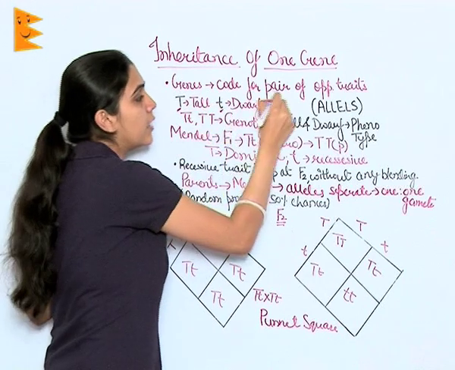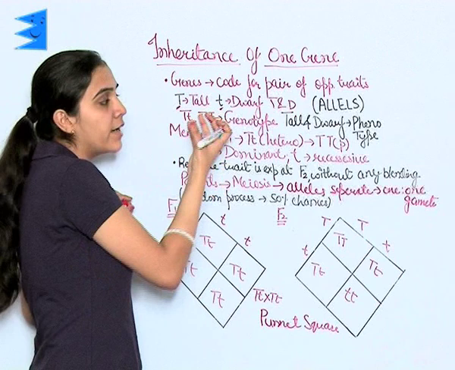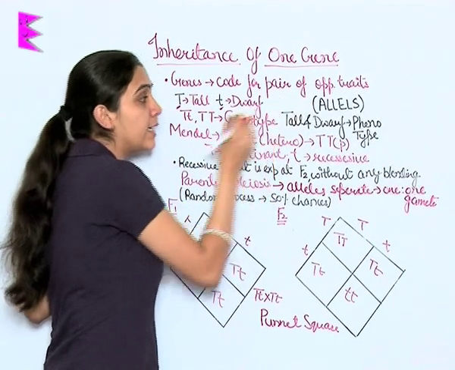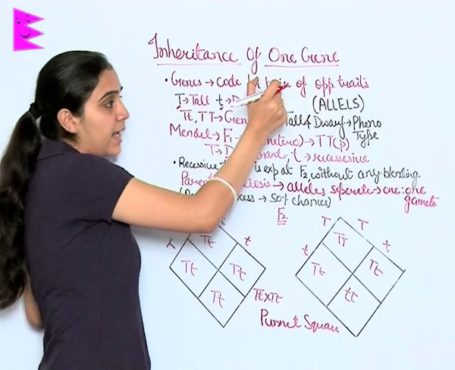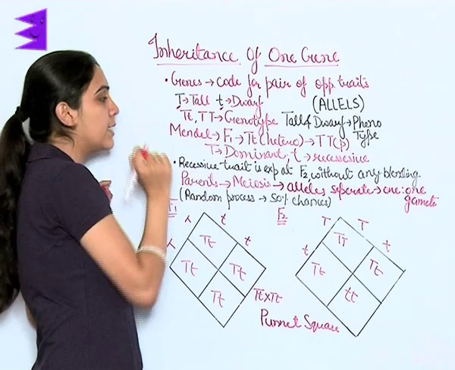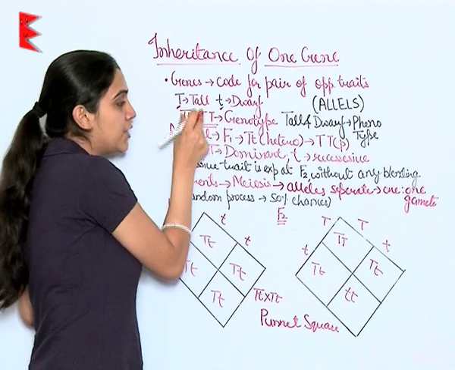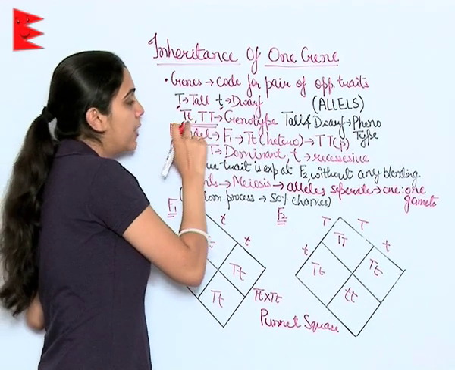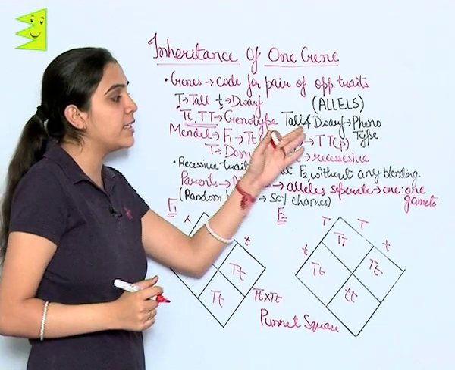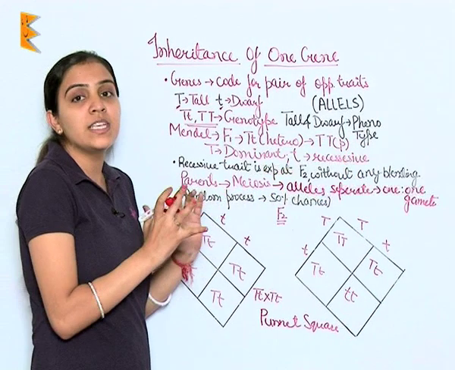If we used T and D, it would be difficult for us to understand that these opposite characters or traits are present on the same gene, or are coded by the same gene. This is the representation which tells us about the genotype. When we write like this, it tells us about the genotype, and when we say tall and dwarf, it tells us about the phenotype, that is, the physical appearance.